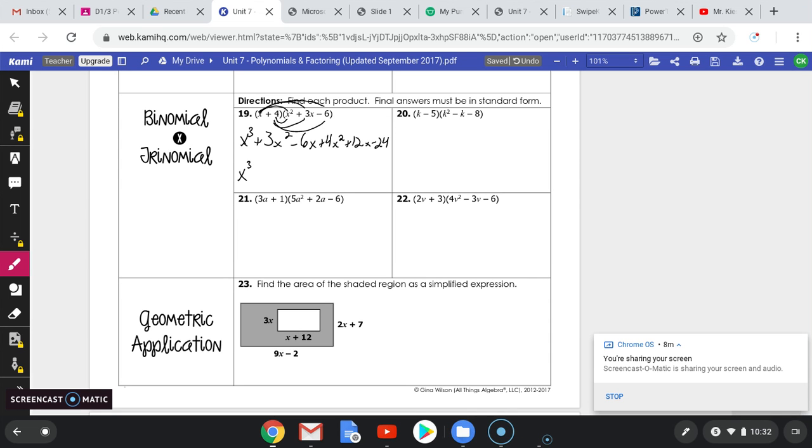X cubed, nothing to combine with. But this 3x squared and 4x squared combined to give me 7x squared. Negative 6x and 12x gives me 6x. And negative 24 comes along to the right.